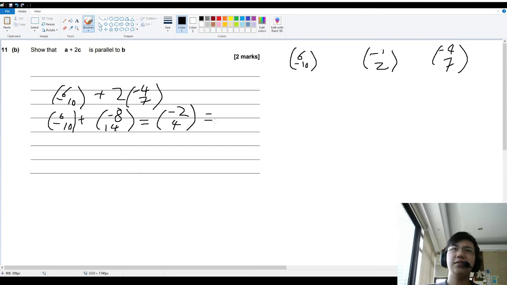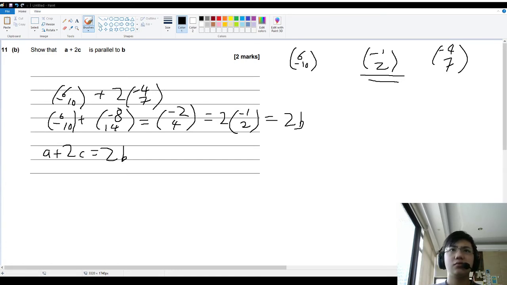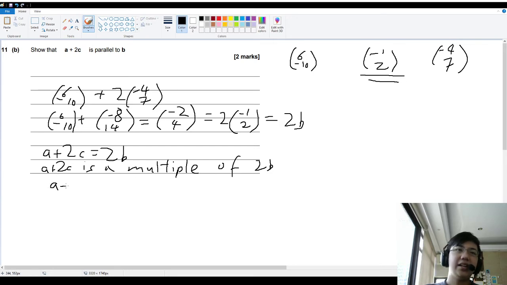And (-2, 4) can be rewritten as 2 times (-1, 2). And if you remember, (-1, 2) is the vector for B. So A plus 2C equals 2B. So we can write that A plus 2C equals 2B, and this states that A plus 2C is a multiple of B, which means that A plus 2C is parallel to B.